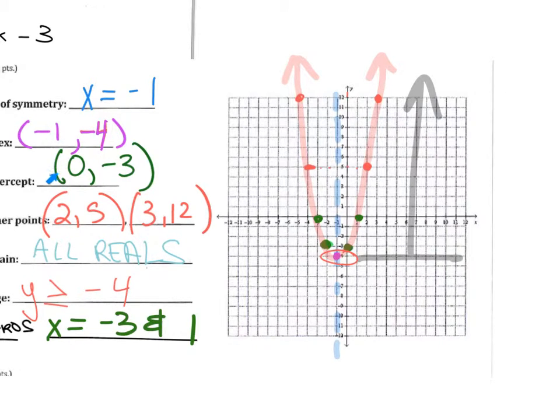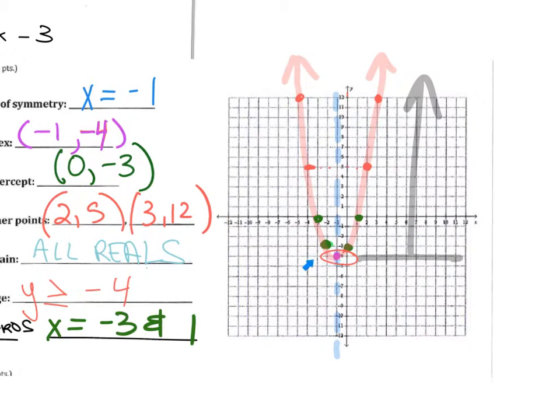The y-intercept is the c, which is this part here of the equation. Two other points: you just pick a value of x, plug it in, find the corresponding y, and then if you wanted to, you could reflect it, and that's your other point. So you only have to do it once. I did it twice.